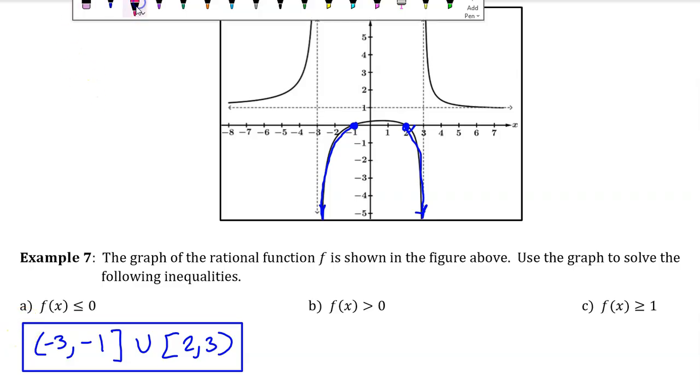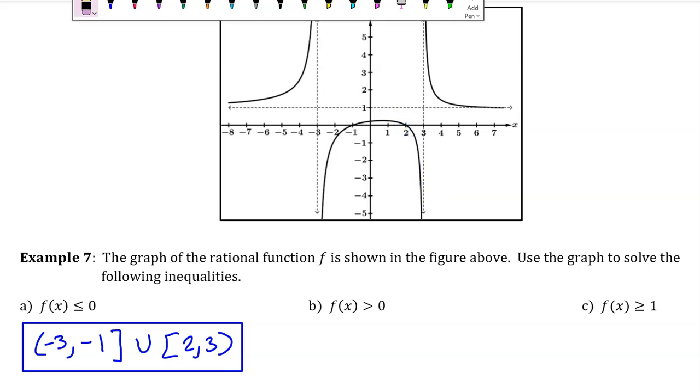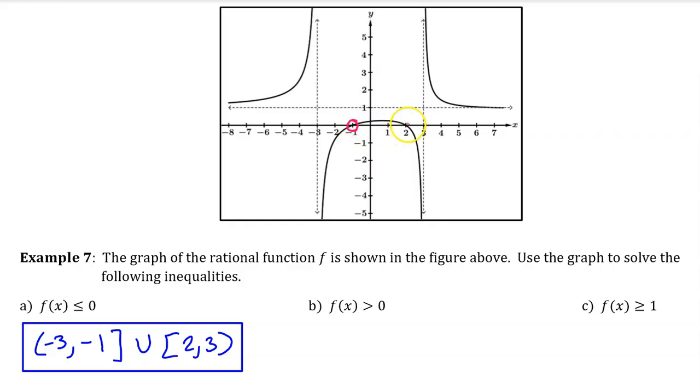All right. Part B, f of x is greater than 0. Let's erase this. So greater than 0 is above the x-axis. So we saw that it was equal to 0 at -1 and 2. So I'm going to put an open circle here because this time the endpoints are not to be included. But f of x is above the x-axis between these 2 points. And, of course, it's above the x-axis for this whole interval and this whole interval.